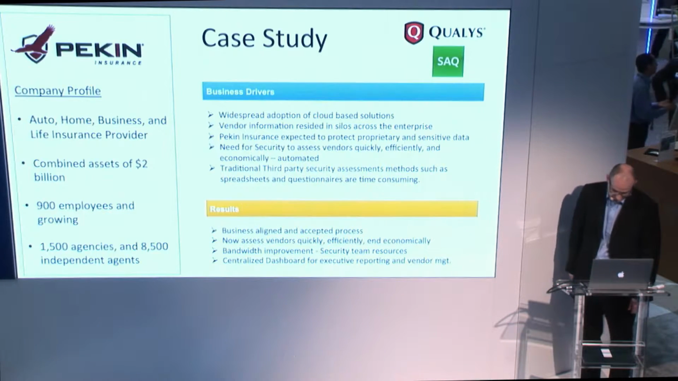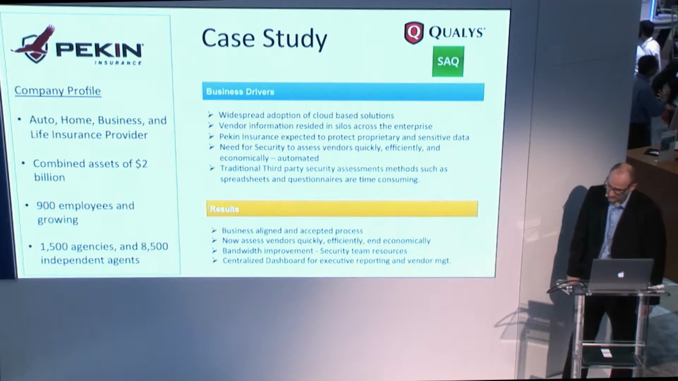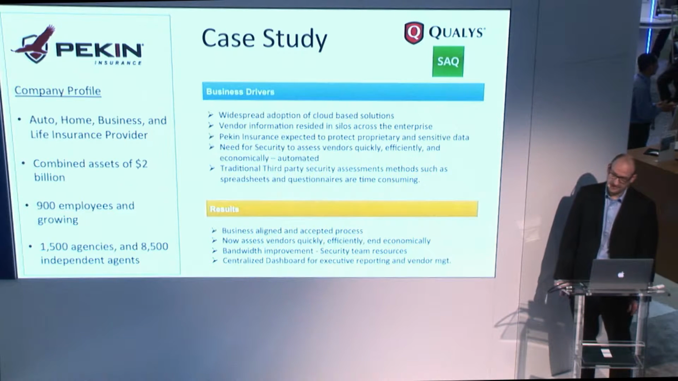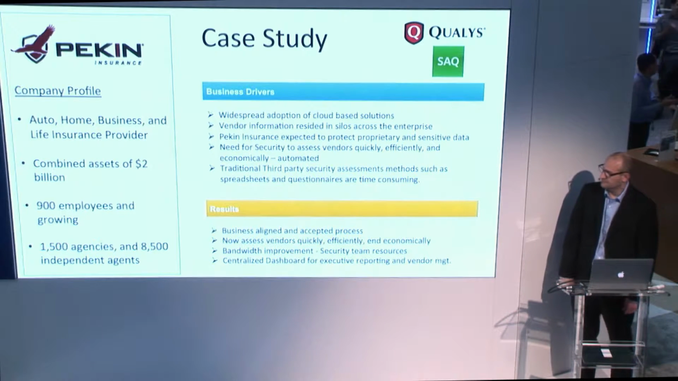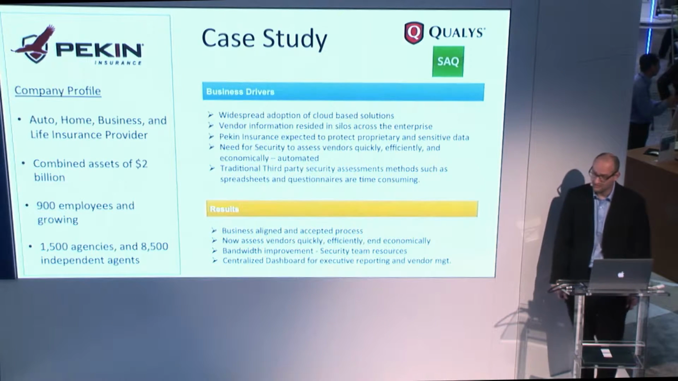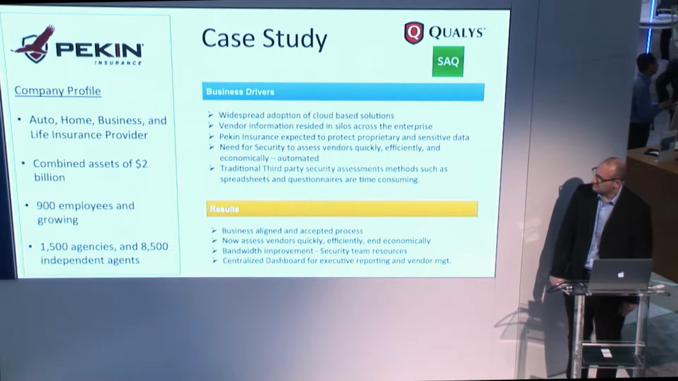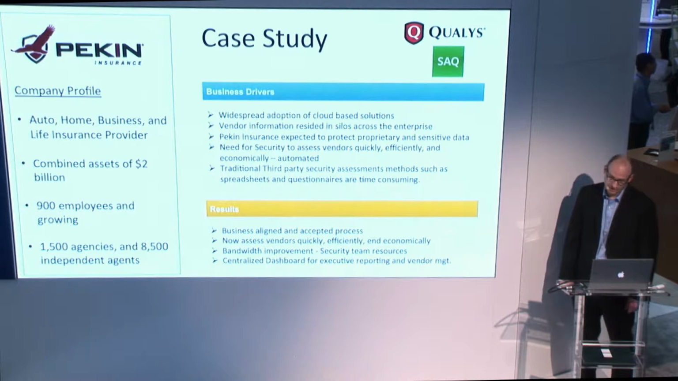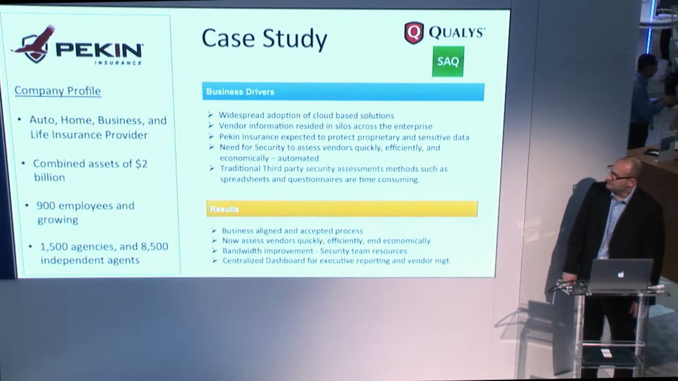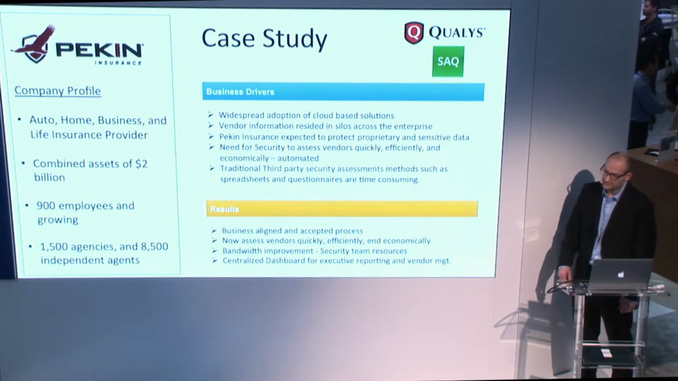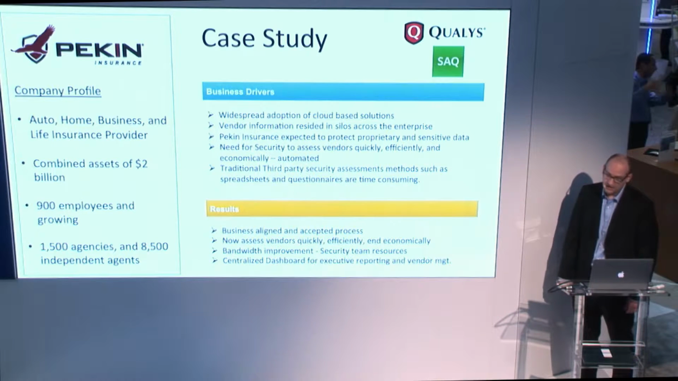All right, so case study. A little bit about Pekin Insurance. We're a small middle-tier insurance provider, probably life, business, personal and commercial lines. We have about 900 employees. A little fact about us: in Computerworld 2015, we were one of the best places to work in IT. So we're an up and coming insurance company based in Central Illinois. Our business drivers were a widespread adoption of cloud. As I mentioned before, our business partners were saying, hey, we need to go to the cloud.